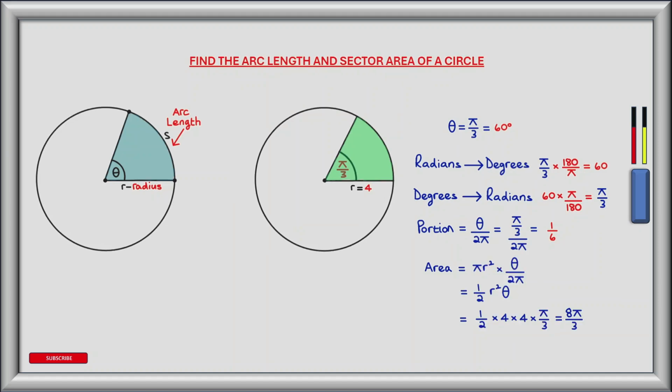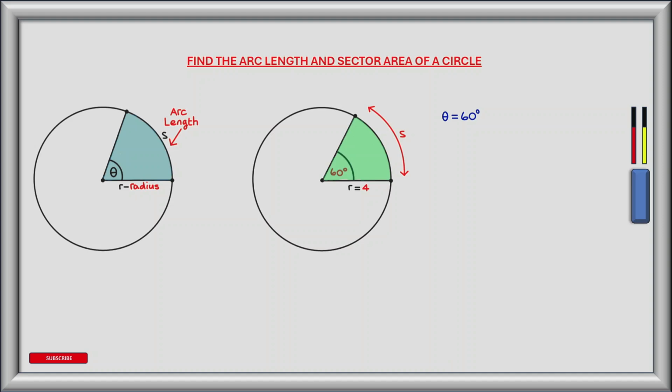We should note here that when working in radians, our area is given by pi times r squared multiplied by theta in radians divided by 2 pi. The pi in the denominator cancels with the pi in the numerator. This leaves us with an equation of 1/2 times r squared times theta in radians. So for our example, we have 1/2 multiplied by the radius squared, so that's times 4 multiplied by pi by 3, which is the angle in radians. So this gives 8 pi divided by 3 as our sector area.